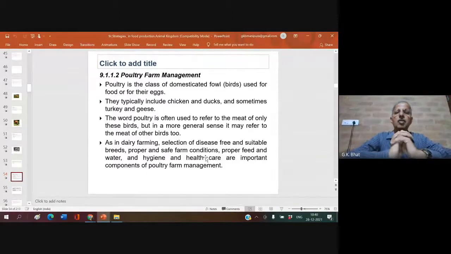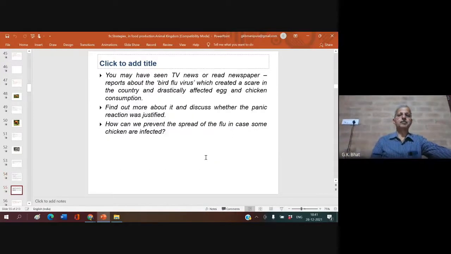Poultry is a class of domesticated fowl, birds, used for food or for their eggs. They typically include chicken and ducks and sometimes turkey and geese. The word poultry is often used to refer to the meat of only these birds, generally chicken, ducks, turkey, geese. But in a more general sense, it may refer to the meat of other birds also. As in dairy farming, selection of disease-free and suitable breed, proper and safe farm condition, proper feed and water, hygiene and health care are more important components of poultry farm management.